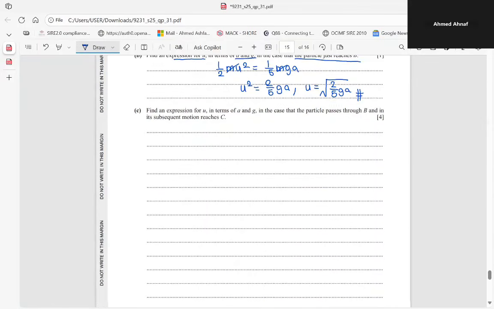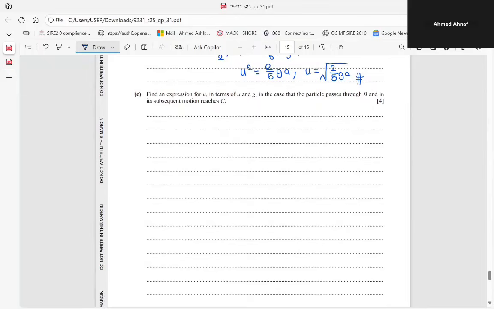Let's head on to the final part. Now we're supposed to find an expression for u in terms of a and g in the case that the particle passes through B and in its subsequent motion reaches C.